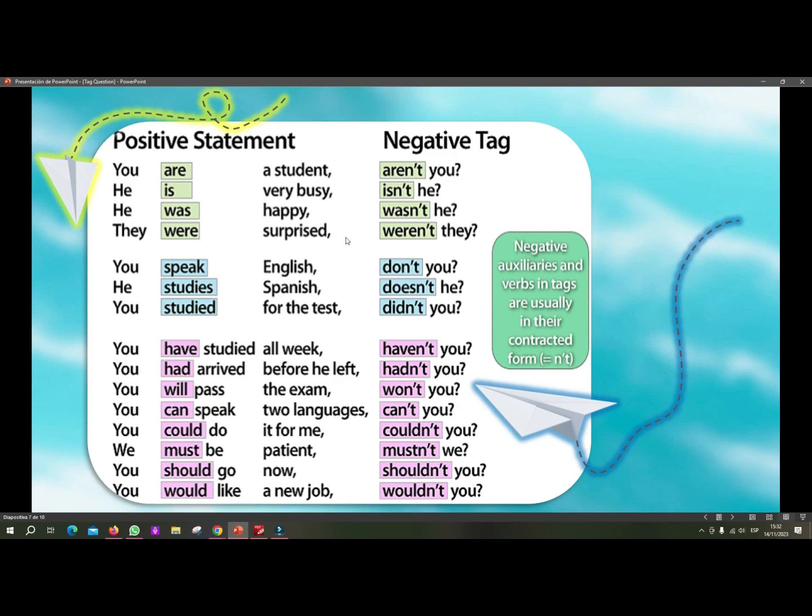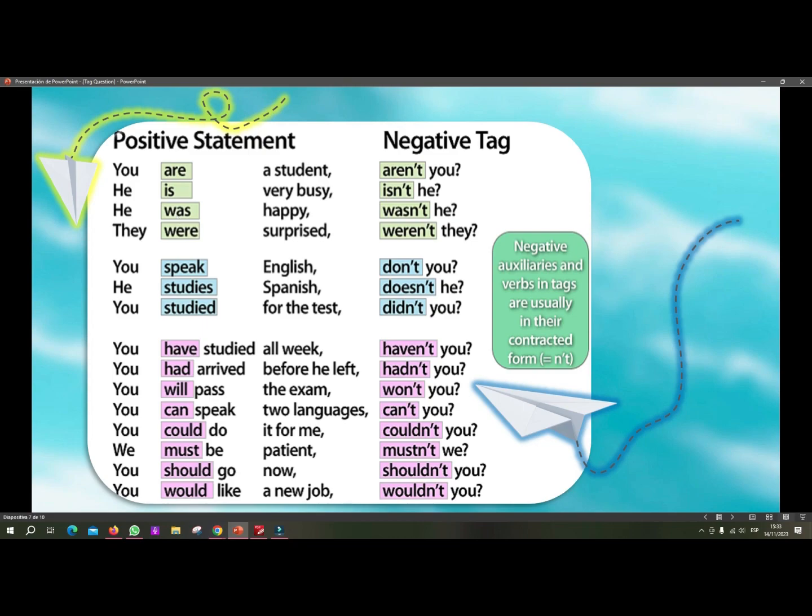Also, you can have the verb be in past. He was happy, wasn't he? They were surprised, weren't they? So this is in past, right? So you need to use also here wasn't or weren't because you have here the verb to be in past.